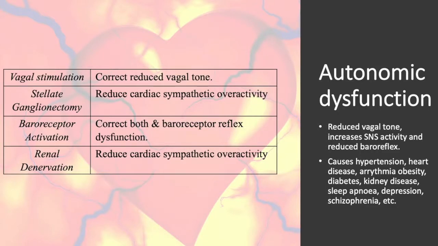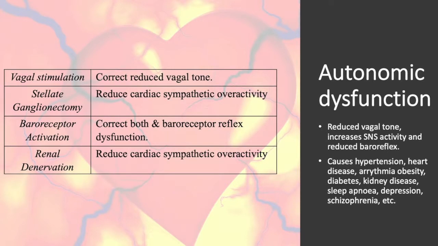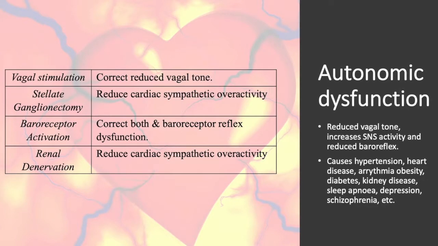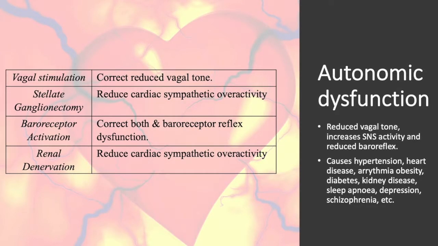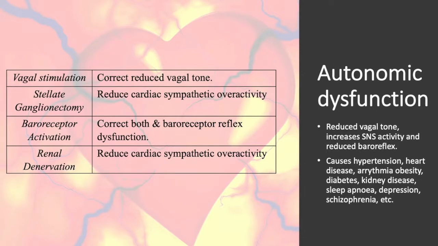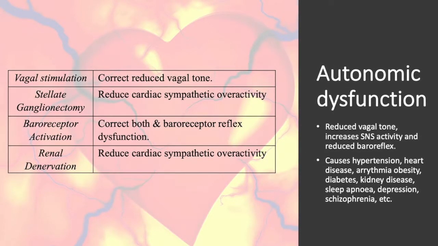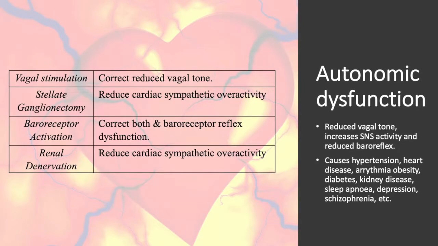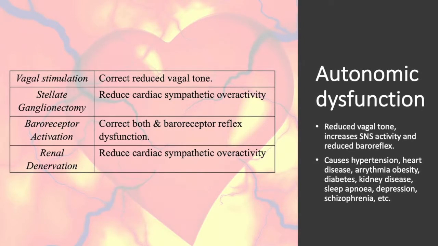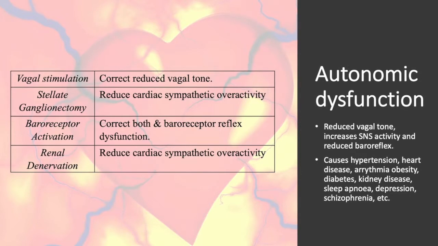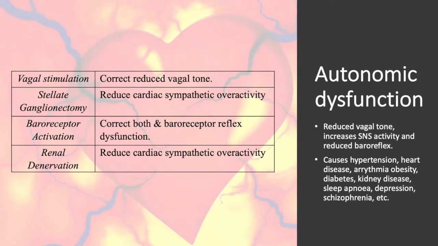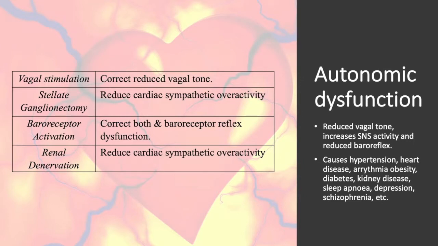So in continuing about the issues in the heart, there's autonomic dysfunction, which reduces vagal tone and increases the sympathetic nervous system activity, reducing the baroreflex. This causes hypertension, heart disease, arrhythmia, obesity, diabetes, kidney disease, sleep apnea, depression, schizophrenia, etc., etc. So a question to ask would be, how would one restore the autonomic nervous system activity via neuromodulation?